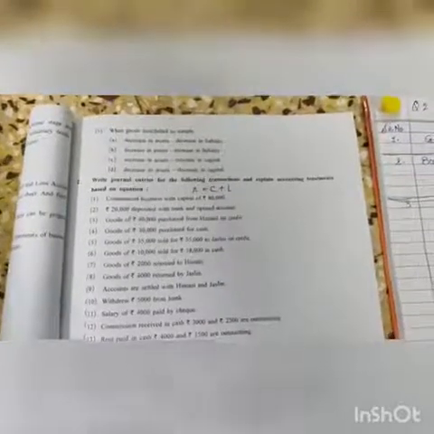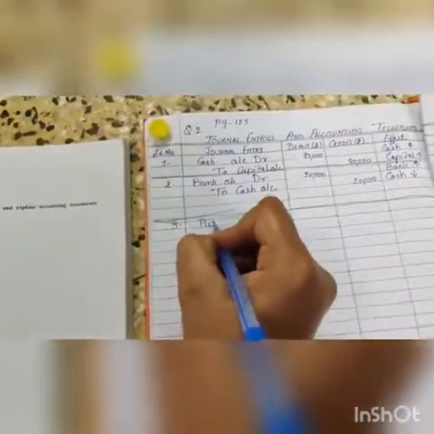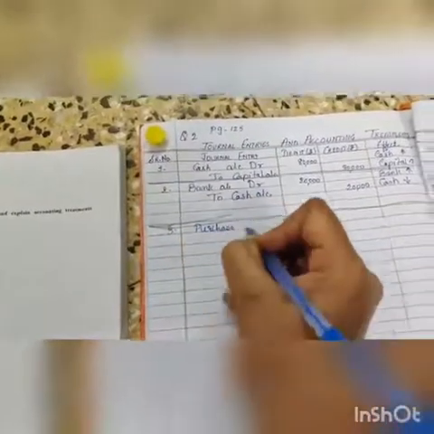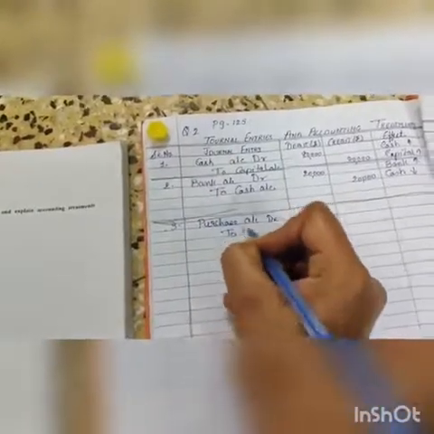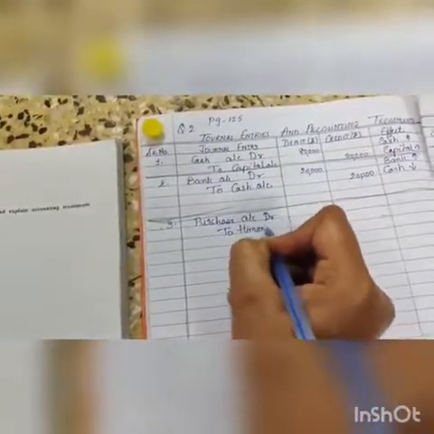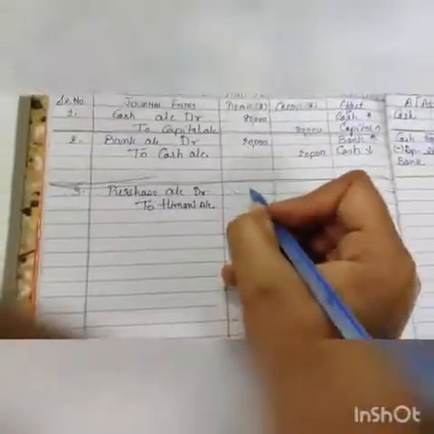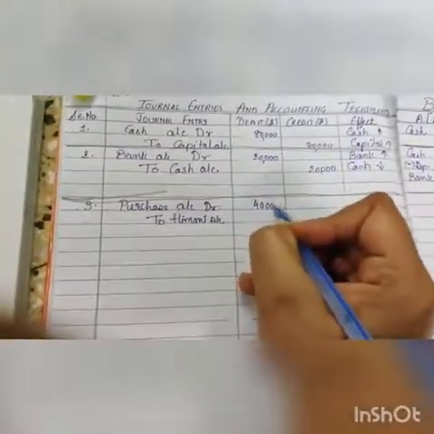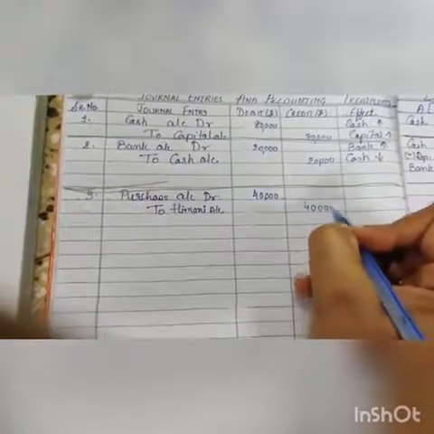You have learned how to pass the entry. So here we will write down the transaction, that is purchase account debited to Himani account. Clear? This is your transaction. The amount given to you is 40,000. So here 40,000 on the debit side and 40,000 on the credit side.